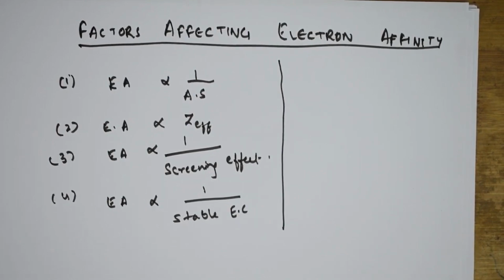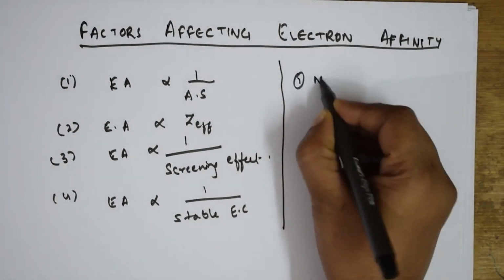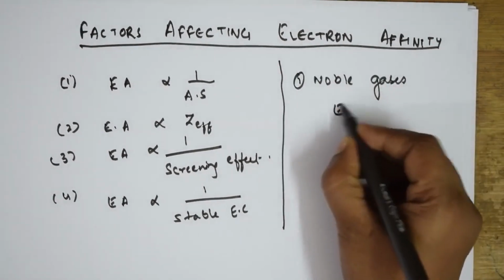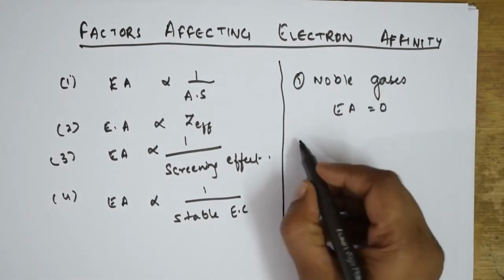Here, for noble gases, the inert gases, the electron affinity is zero, isn't it? Why? Because of the configuration. What is the configuration? ns2 np6 configuration, isn't it? So there is no possibility of adding an extra electron, right? That is the first important point. So let us write that for noble gases, the electron affinity value is zero.